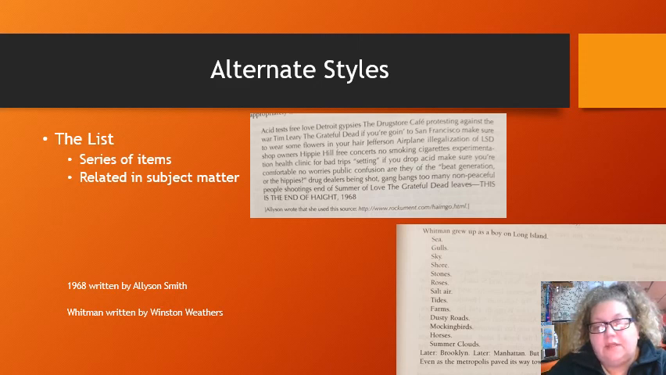The second one I really like. It's about Walt Whitman. Then he grew up as a boy on Long Island. Sea, gulls, sky, shore, stones, roses, salt air, tides, farms, dusty roads, mockingbirds, horses, summer clouds. Later, Brooklyn. Later, Manhattan. But always sea, stones, cattle, birds, lilacs. Even as the metropolis paved its way toward mercantile grandeur and urban glory. I really like that, and you can kind of see better in that second example of the list that it all relates back to Walt Whitman.